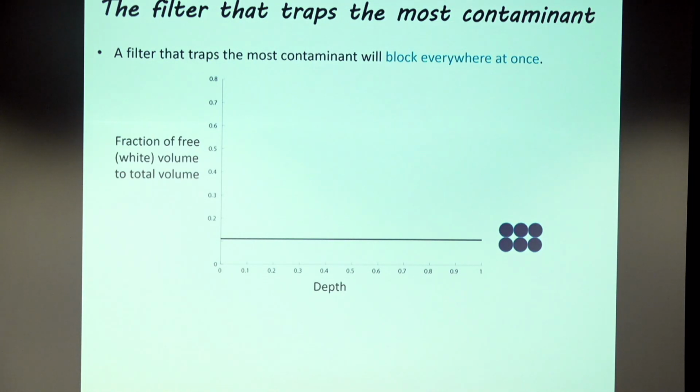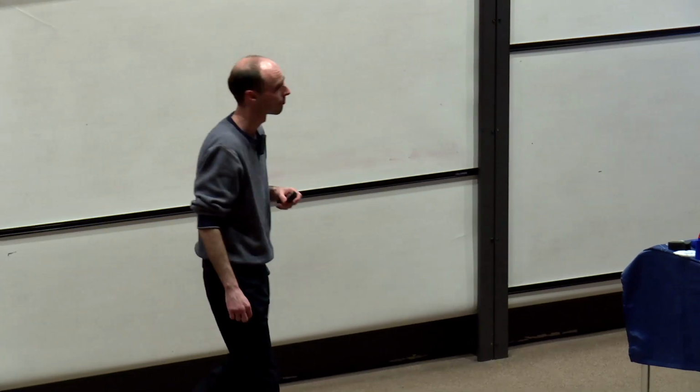If I plot a graph, this is my only graph that I'm going to show. This is the filter depth here. And what we want to say is that at the end point, everywhere looks like this. So if I plot the fraction of the free volume, which is the white space here, compared with the total volume, then I want this to be uniform as I go from the top of the filter through to the bottom. And now I just want to run this backwards in time.